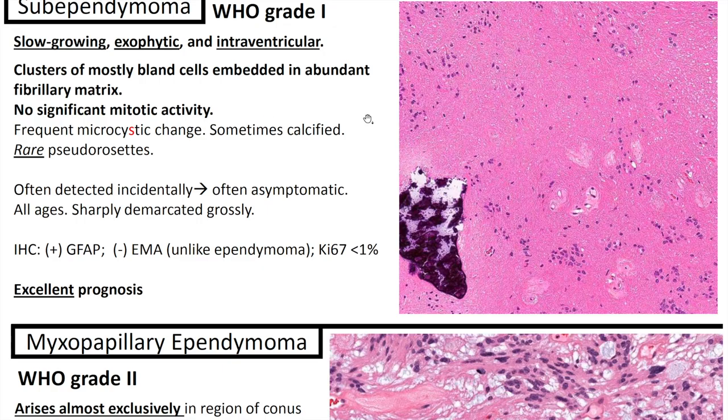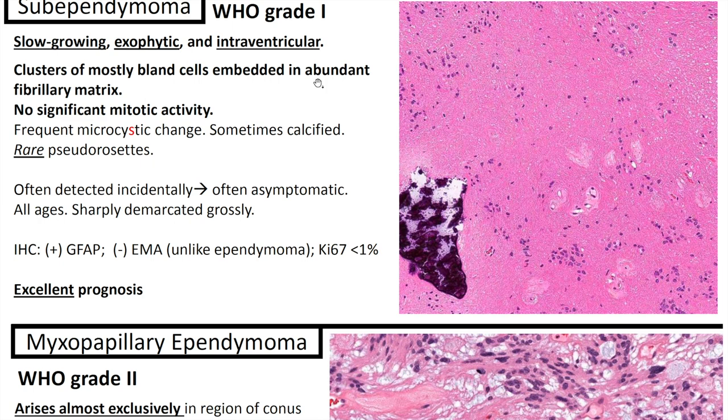For a subependymoma, WHO grade 1, this is a slow-growing exophytic and intraventricular lesion with clusters of mostly bland cells embedded in abundant fibrillary matrix. There's no significant mitotic activity, but you have frequent microcystic change. Sometimes they can calcify, as we see here, with rare pseudo-rosettes. They're often detected incidentally and often are asymptomatic. All ages can have a subependymoma, WHO grade 1, which is sharply demarcated grossly.